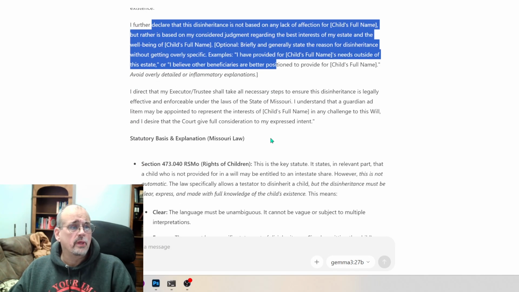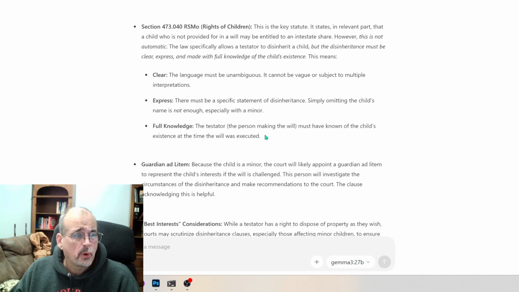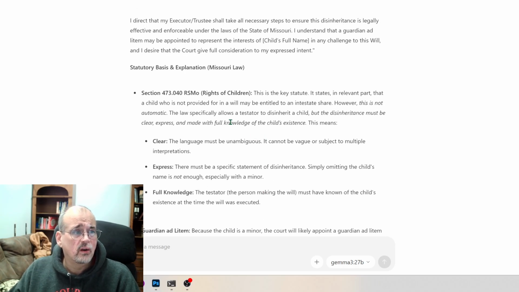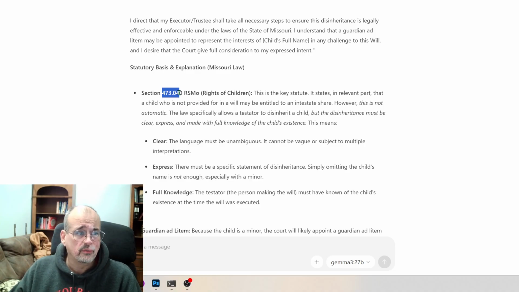So, okay. Here are the problems. It's got this laid in here, and then it has statutory basis and explanation. It gives 473040 again. This is the key statute, and states in part that a child who is not provided for in a will may be entitled to an intestate share. I just read you that statute. It does not say that at all.